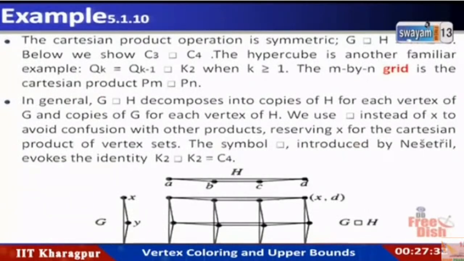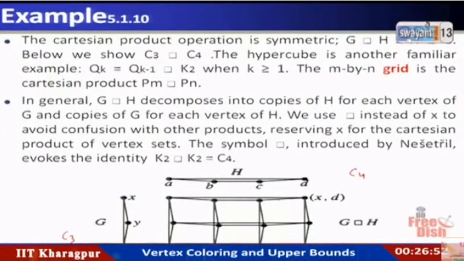So let us see in this particular example x, y, z, that is the C3 cycle, and 1, 2, 3, 4, this is C4. Let us take this particular example, and we will see the Cartesian product of these graphs. You see that this particular cycle is repeated at every pair of vertices, and this cycle is also repeated on the other side, and that becomes a Cartesian product.